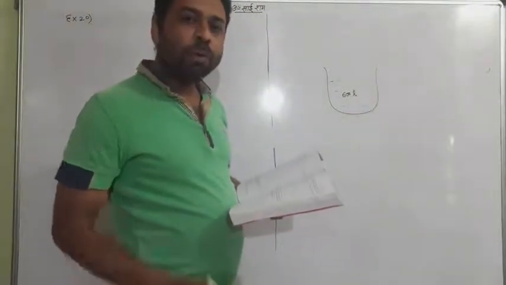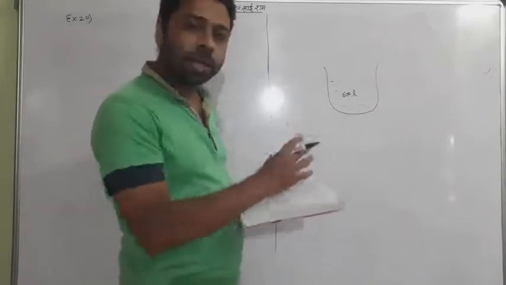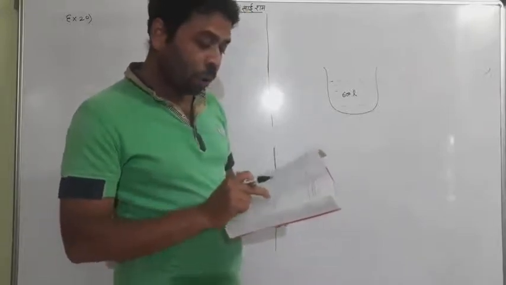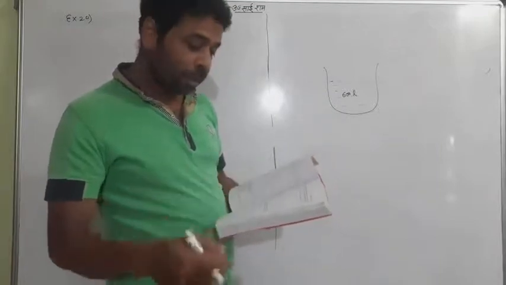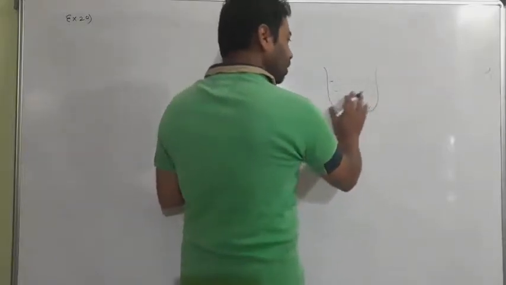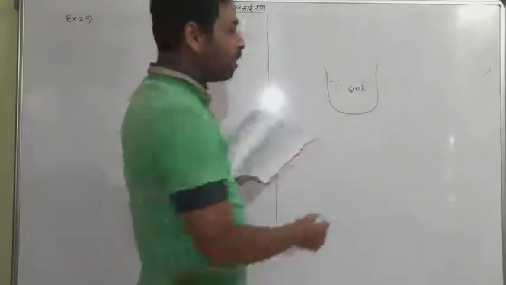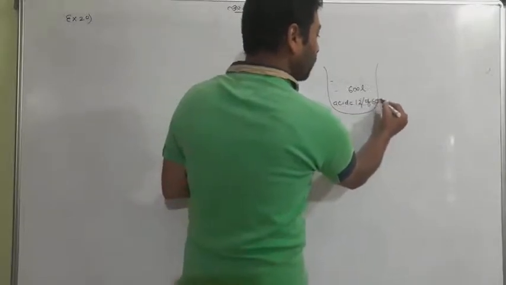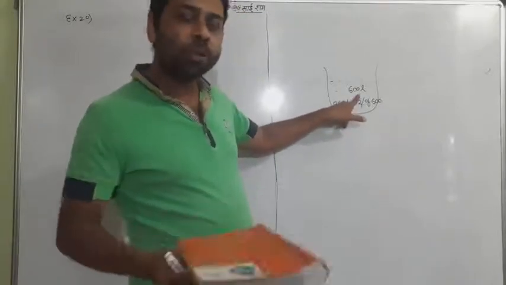It is any solution, but we want to know the content of the acid. Suppose this contains the acid, and the quantity of the acid is 12% of 600 liters. It is given: 600 liters of 12% acid solution. It is an acid solution, but what is the acid content? 12% of 600 is the acid content, and this is the total solution.